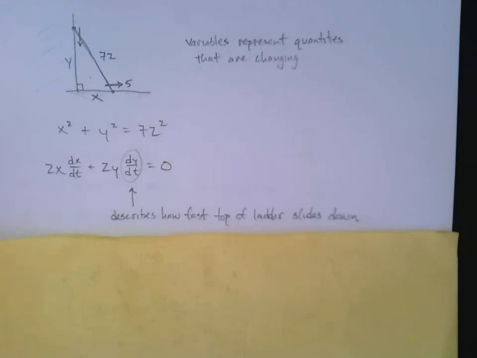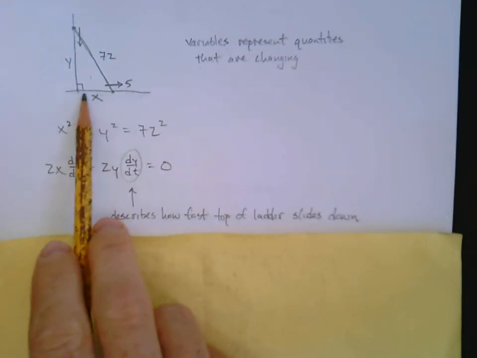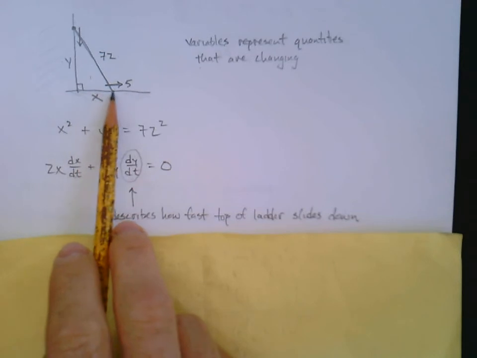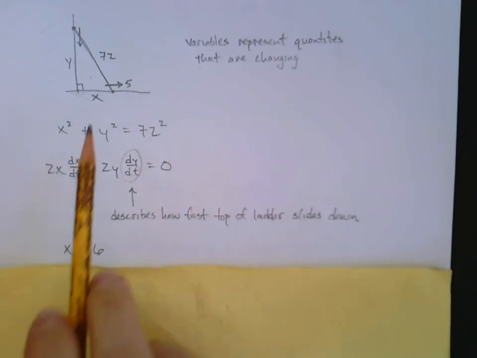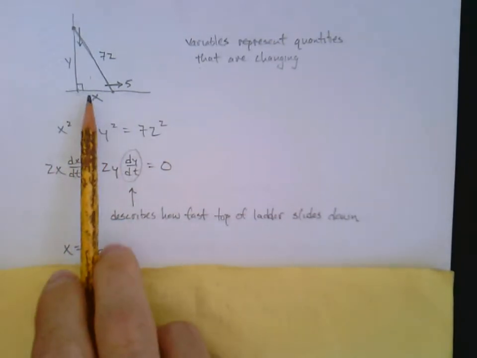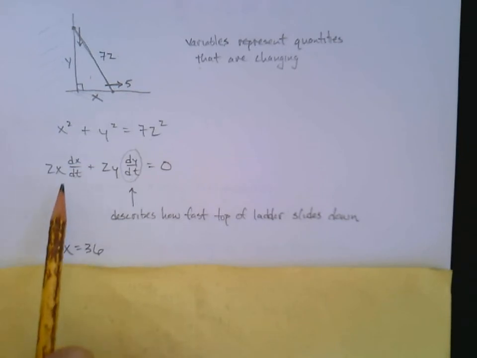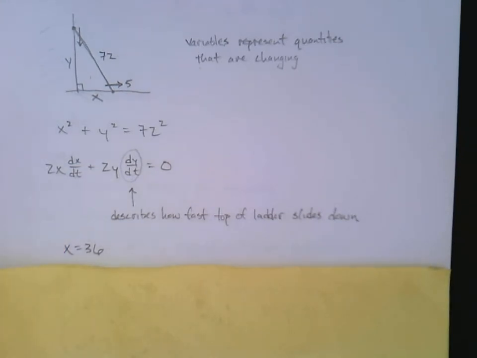I'll just read it here. It says the 72-inch ladder is leaning against a house where the base of the ladder is 36 inches away. So we are looking at the instant when x is 36. It's sliding out, but at the instant x equals 36, that's when we want to know. That's the critical moment in question. This is where we plug in the 36. We don't want to put that in our drawing because that would be misleading, since it's changing, but now we plug it in because that's the snapshot at that very moment.